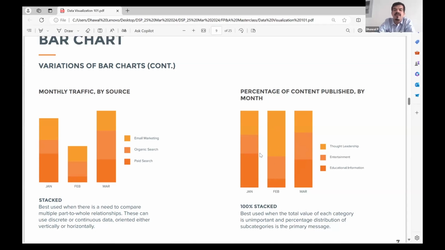So this is how I will be able to find out part to whole comparison. How is it doing over a period of time? And my whole is irrelevant here. I want to understand how my individual parts in the whole are doing over a period of time. So that's why you can use a 100% stacked bar chart.